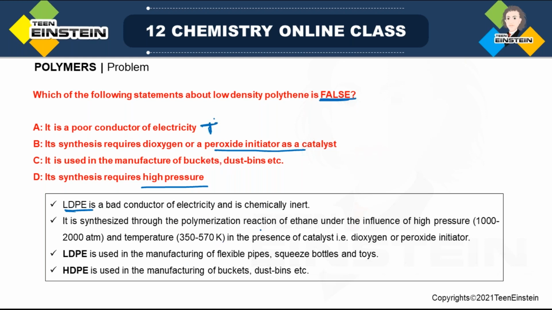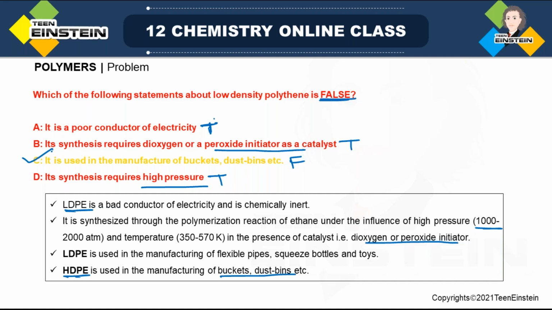It is synthesized through polymerization. So obviously here we have to use some initiator. This is correct. High pressure is required. Look at this value. This is very high. This is also correct, but use is different. Bucket, dustbin, these are actually used with high density polythene, not with low density polythene. So that is why this is actually false and this is the correct option.